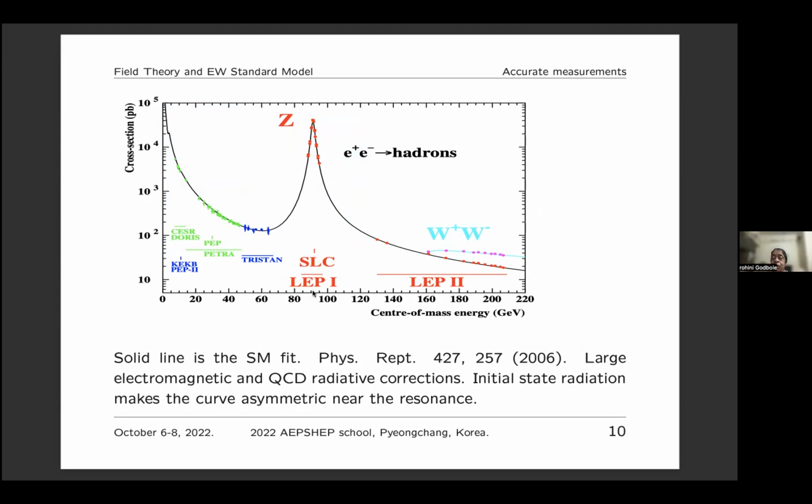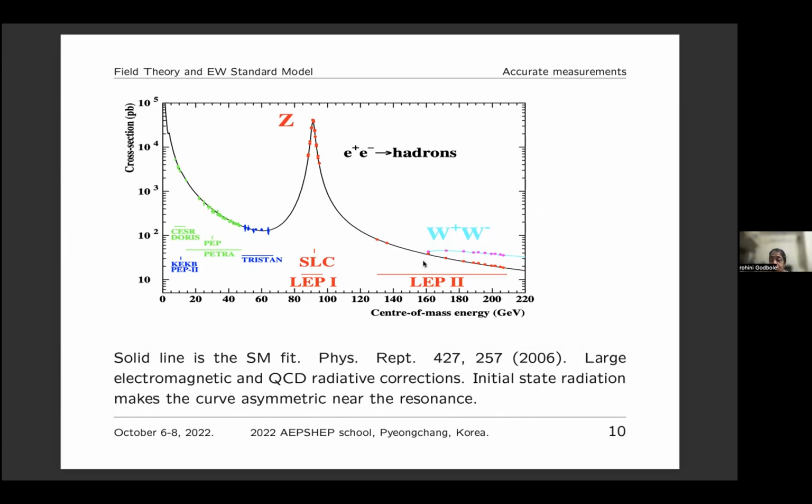Keep it free if you like and make a fit to the standard model. And then you see that the data actually were beautifully explained by the standard model prediction. Here, if you didn't include the large electromagnetic and QCD radiative corrections, this beautiful agreement will simply not have been there. And in fact, this entire story is a long story of high precision calculations.